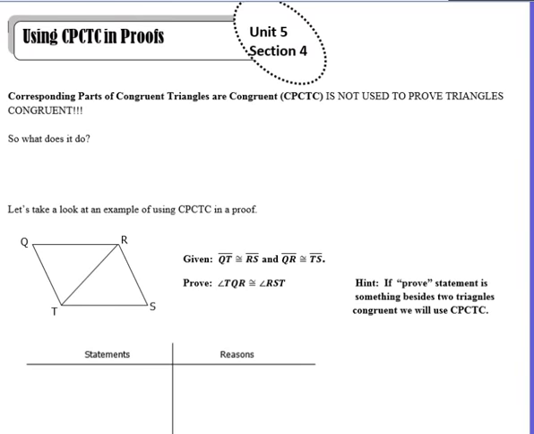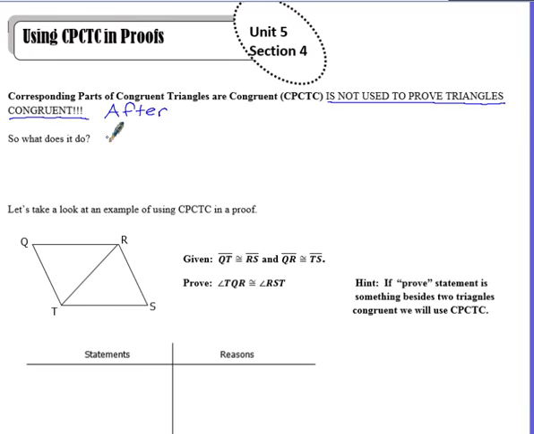If you think about what those words are saying, it's saying that any parts that are corresponding with each other, meaning that they match, angle A matches with angle E, of congruent triangles, meaning we've marked two triangles congruent, we can then say that the corresponding parts are congruent. One thing I want to point out is that this thing is not ever used to prove two triangles are congruent. This is something that we use after two triangles have been proved congruent.